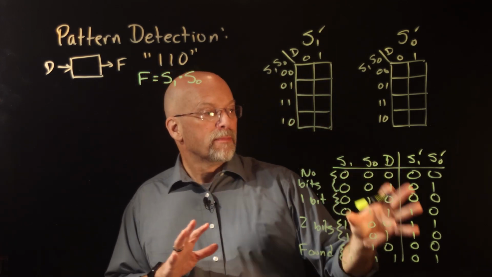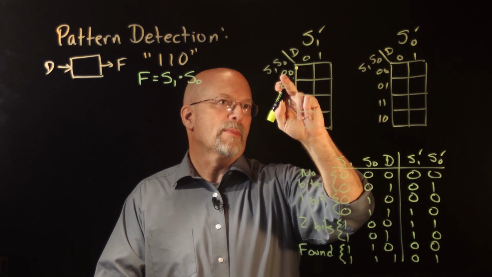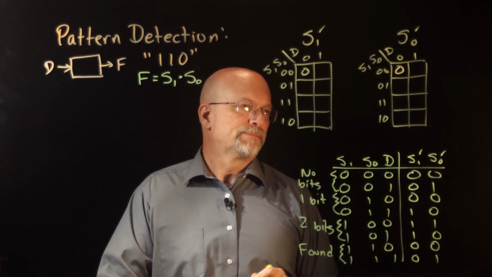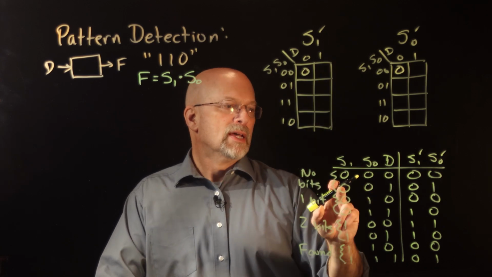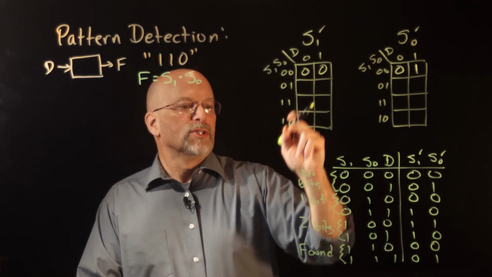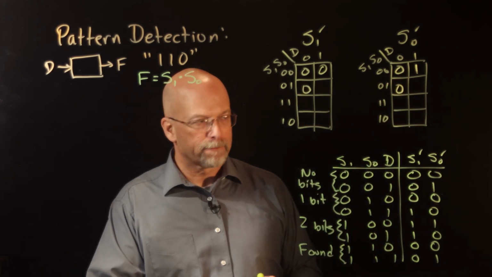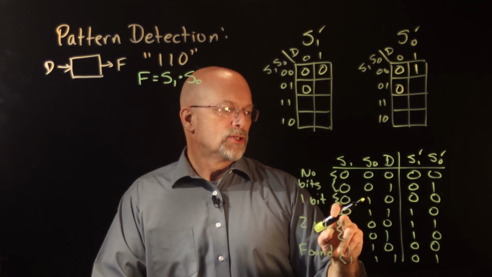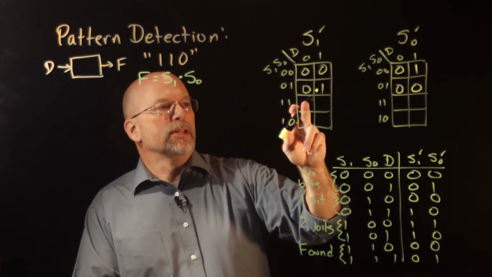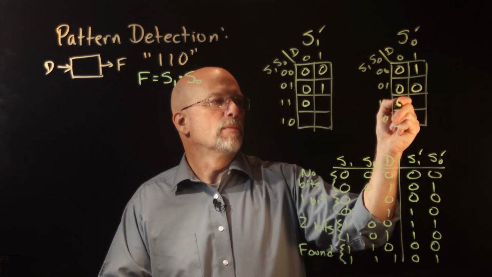All right, now it's just a matter of taking this truth table and converting it to the Karnaugh maps. This top left-hand cell represents the 000 row. So for 000, S1 prime is a 0, S0 prime is a 0. The next cell, 001: S1 prime is a 0, S0 prime is a 1. 010: S1 prime is a 0, S0 prime is a 0. Next cell, 011: S1 prime is a 1, S0 prime is a 0. This cell right here, 110, we jump down to the seventh row: both Karnaugh maps contain zeros.